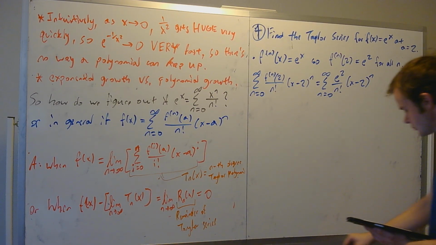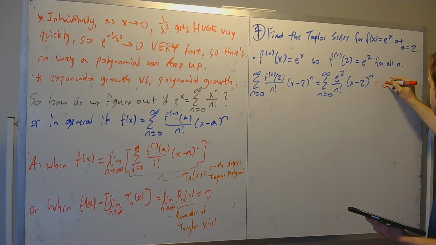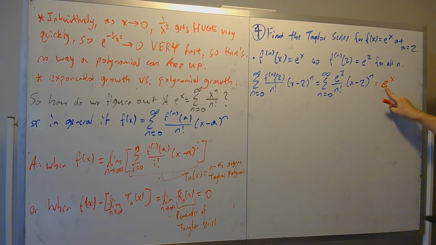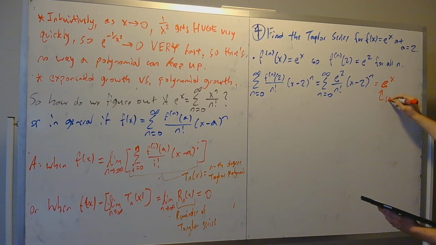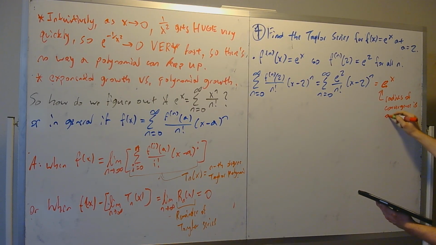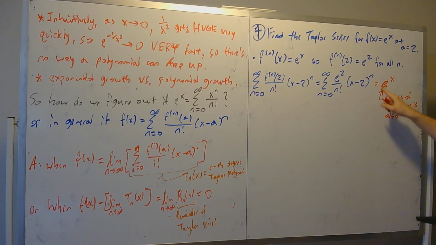It turns out that this is actually equal to our original function. It's a little bit sloppy, but this is equal to e to the x. And I'll say here that the radius of convergence is also infinity. You can go through and check this again using the ratio test, but that's also going to be your radius of convergence.